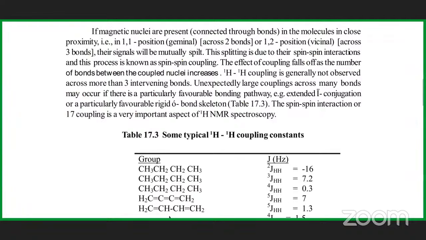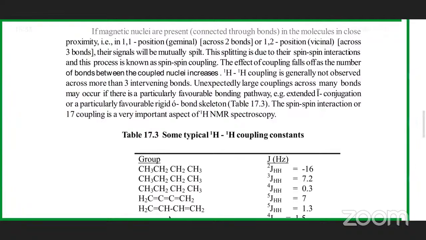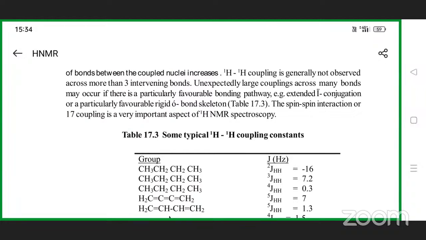For example, a triplet is there, or a doublet, you can say. In the doublet, two lines are there. So how much gap is there, how much distance is there between these two lines? That is called the coupling constant.